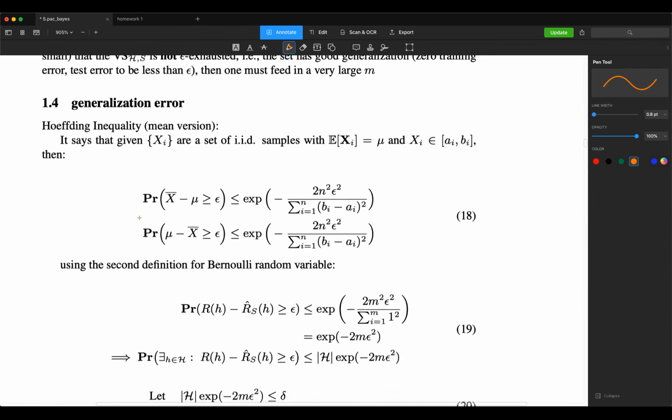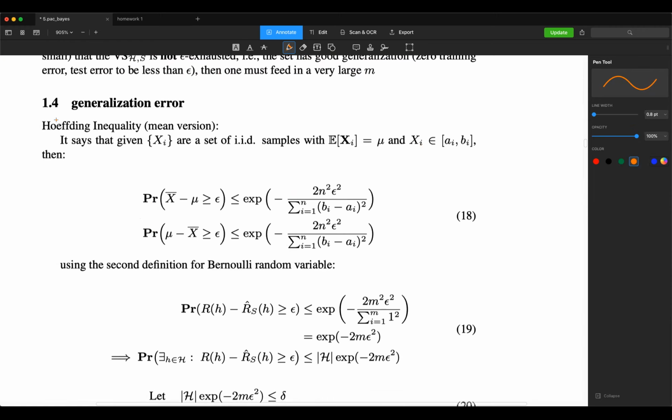So the next bit I'm going to talk about is the generalization error. Before I talk about it, we're going to use something called Hoeffding inequality. Like I said, I'm not going to derive it for you. But Hoeffding inequality is used a lot in learning theory. So what it says is this.